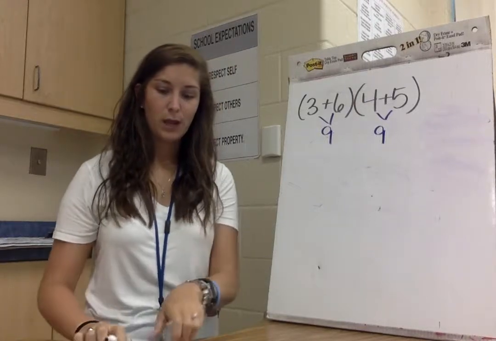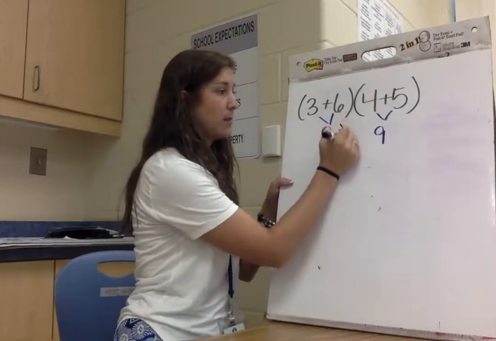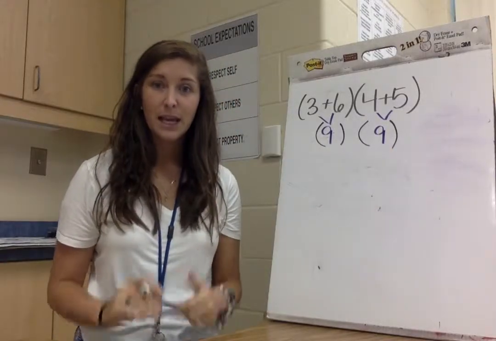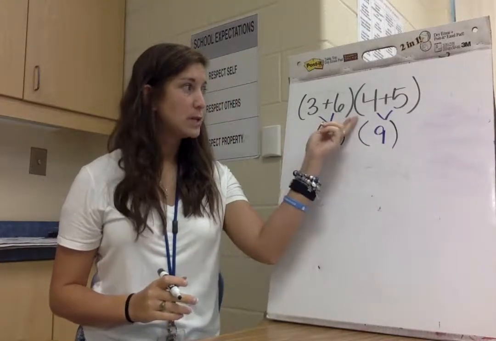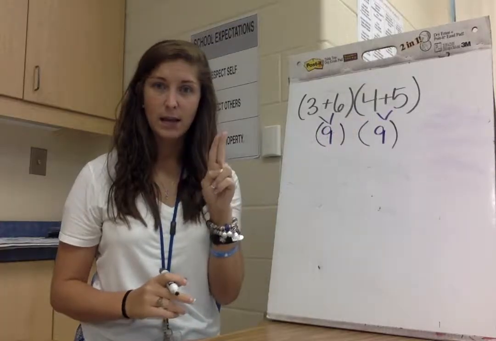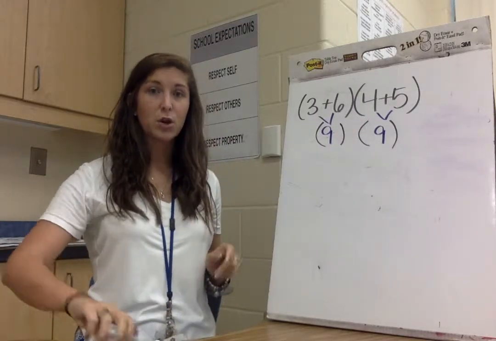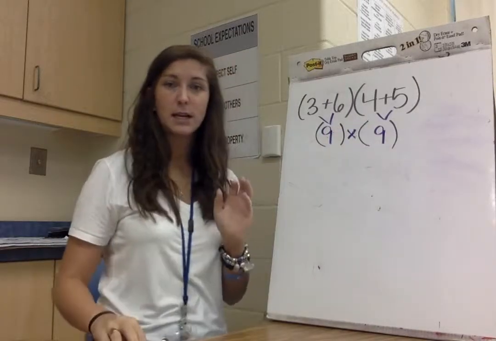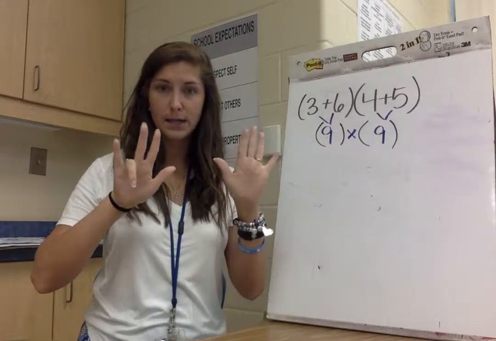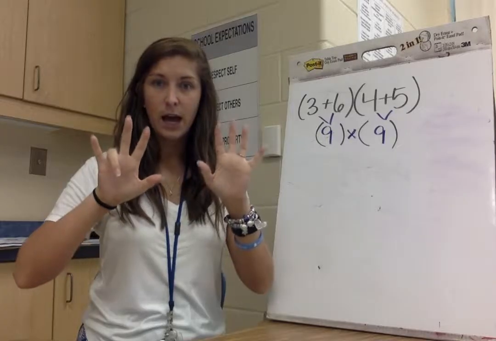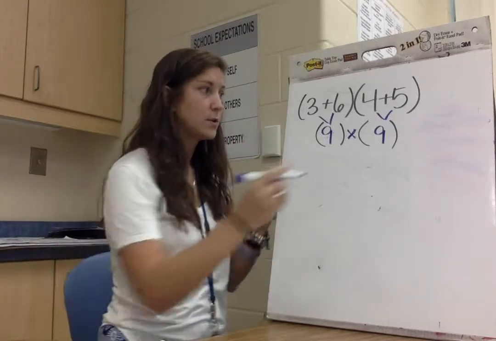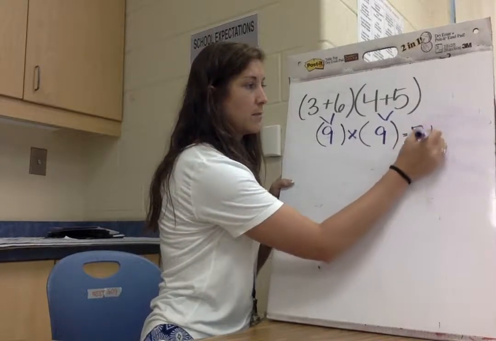Now, I can put my parentheses back around them, and I'm just going to have them next to one another. Anytime that you have 2 sets of parentheses that are right next to one another, it means that you are going to multiply those 2 numbers. So just like I did in the last problem, I can use my 9s, and I put my 9th finger down. I have 8 right here and 1 right here, so that is 81. So my answer there is 81.